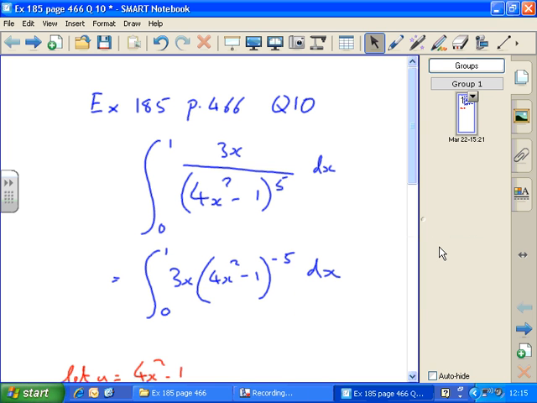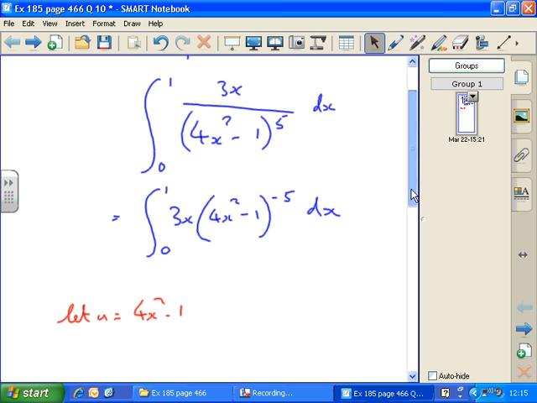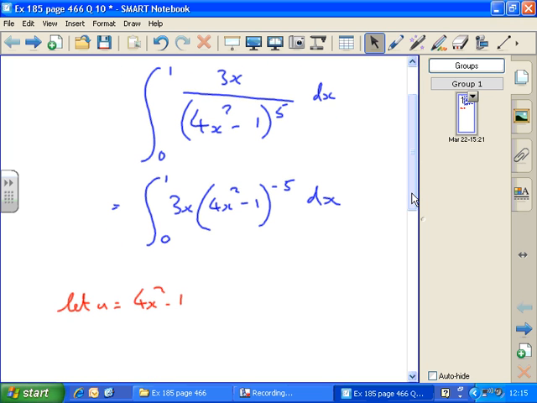Exercise 185, page 466, question number 10. This one, again, we would rewrite the integral with the inverse written as the negative power. So it would be the integral between 0 and 1 of 3x times (4x squared minus 1) to the power minus 5 here, so that we can then do the integral by allowing u to equal 4x squared minus 1.